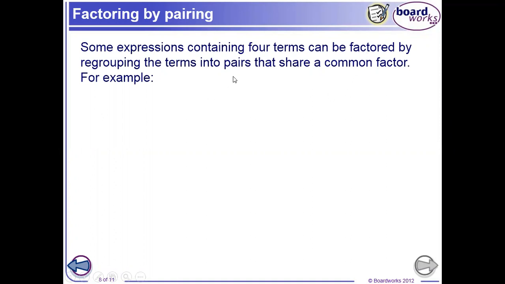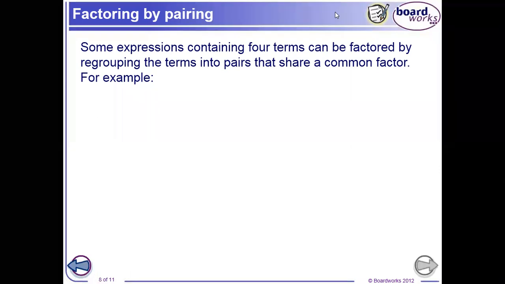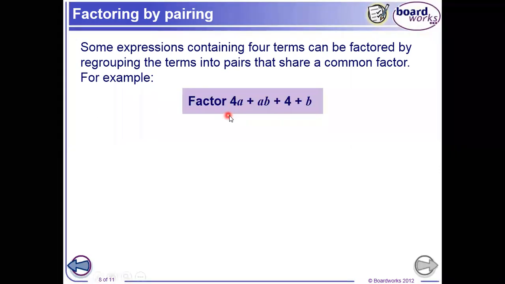We are going to look at factoring by pairing, whereby we shall look at expressions which contain more than 3 terms, 4 terms. So some expressions with 4 terms can be factored by regrouping the terms into pairs that share basically a common factor and then factorize them depending on the terms that share a common factor. So if we look at an example whereby we're going to have numbers, we shall first pair them and then we look at the common factor in the pairs.